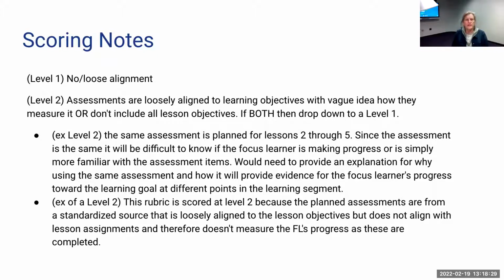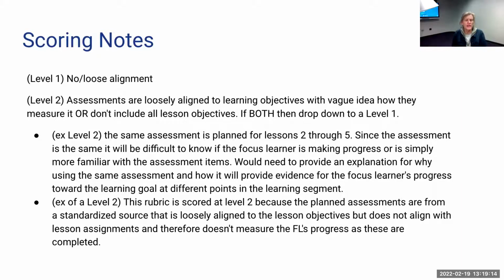Let me give you an example of a level 2. Say that somebody has the same assessment plan for all their lessons, say lessons 1 through 3. If the assessment is the same, you can't tell if the focused learner is learning better, making more progress, or they've just become very familiar with your assessment, and they've just gotten good at knowing what answer goes there, for instance. So if you were to use the same assessment, you would have to have a very good explanation for why using that same assessment would provide evidence of the learner's progress at different points in your overall lesson plan, and not have this familiarity issue come up.